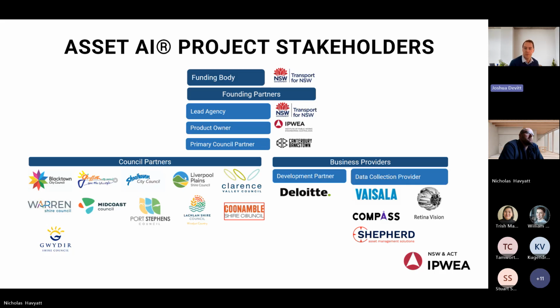the software development. And then in terms of the data collection providers, there's 3 camera providers, so Vaisala, Retina and Shepherd, and then we have Compass IoT who are providing other data for it. Now, they're all the ones who are contracted. There are other data sources that come into the platform through various state and federal agencies, such as the Bureau of Meteorology and the TCA, which are the heavy vehicle telematics groups that are being used as a part of the platform as well. But I'll pass over to Nick now to take over the next few slides.